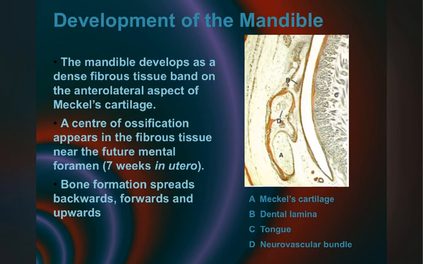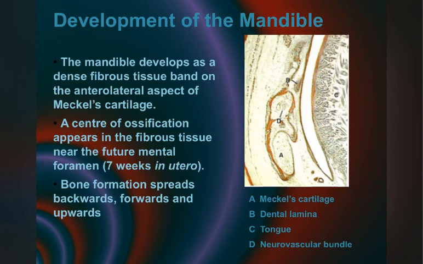The mandible develops as a dense fibrous tissue band on the anterolateral aspect of Meckel's cartilage. So Meckel's cartilage itself doesn't become mandibular bone. The mandibular bone forms lateral to Meckel's cartilage in the posterior areas. In the most anterior area, it forms anterior. That's why we say anterolateral aspect of Meckel's cartilage.